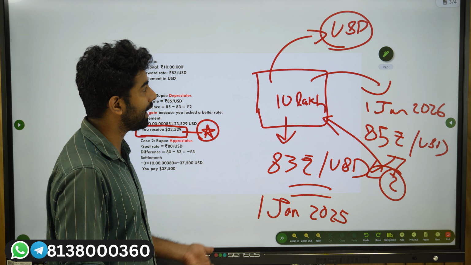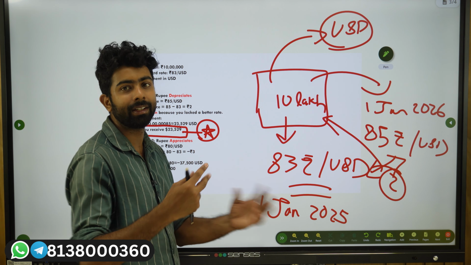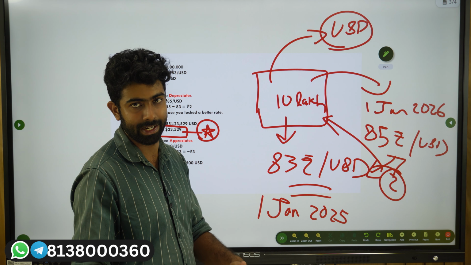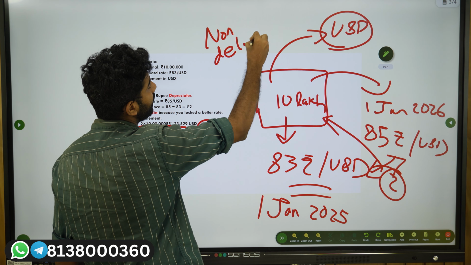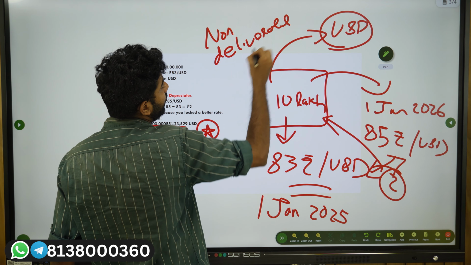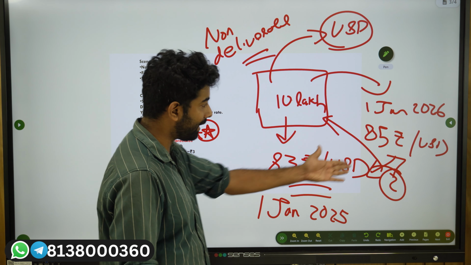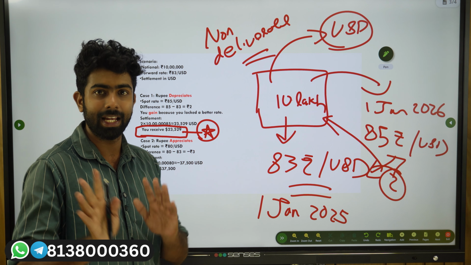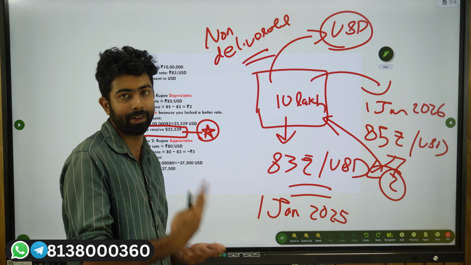Understand that in NDD, only the net amount is transferred between the parties. That is the key idea, the thing you have to remember. Non-deliverable: the underlying currency is not exchanged. The 10 lakh did not get exchanged. Only the net value was exchanged. And depreciation favors the party entering into the NDD.